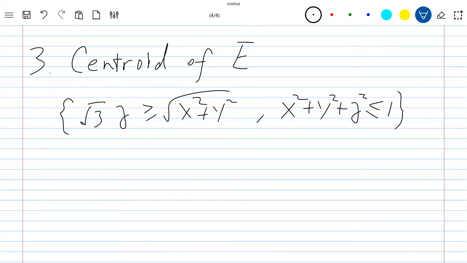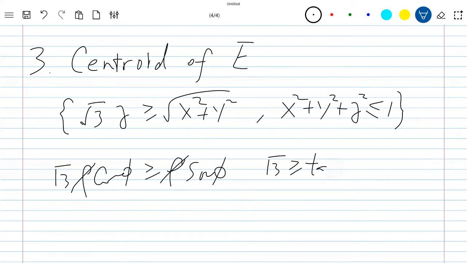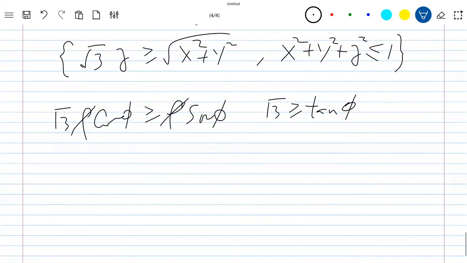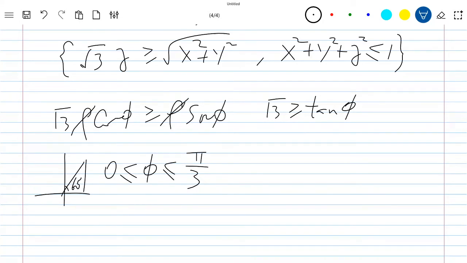Okay, actually it's very similar to the last problem. The first one, we rewrite it as root 3 times rho cosine phi greater than or equal to, that is nothing but r, the polar coordinate r. So it's rho times sine phi. So we cancel the rho and move it over there. So you get root 3 is greater than or equal to tangent phi. And what tangent gives you root 3? You know, it's this one, right? 60 degrees. So it means phi is less than or equal to pi over 3. And that's between 0 and pi over 3.